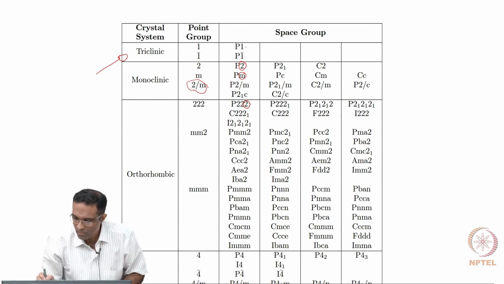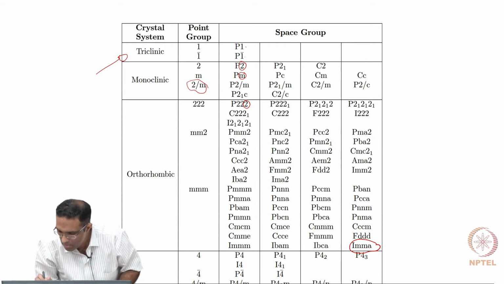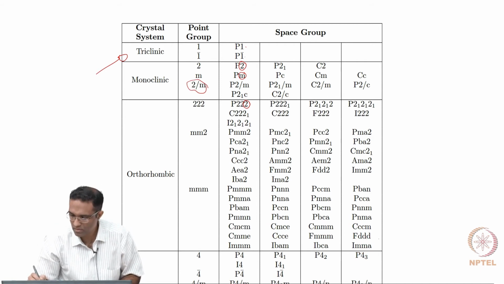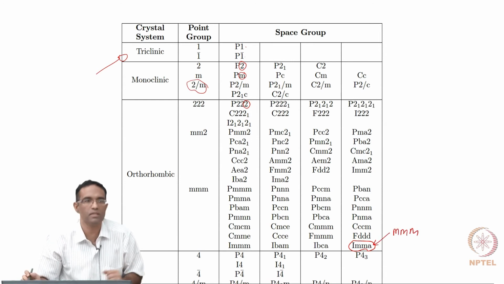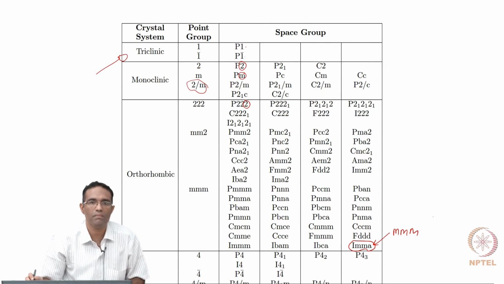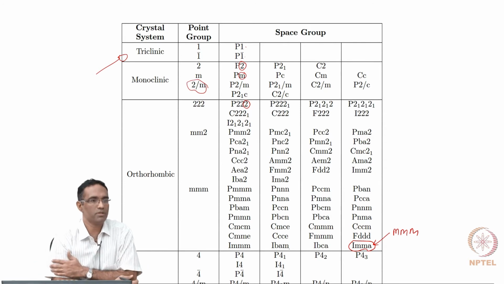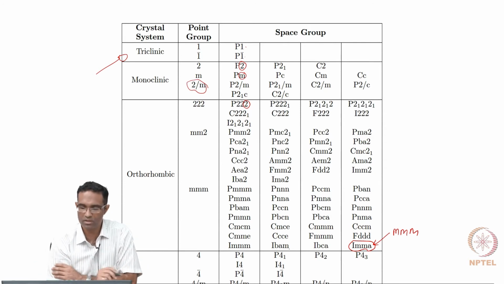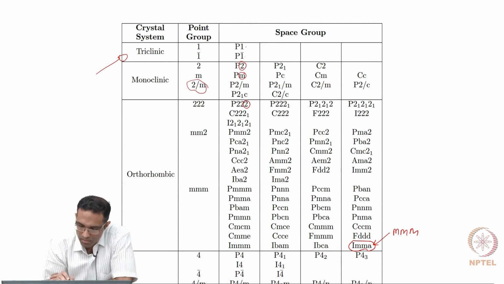So what is the point group corresponding to IMMA? Point group, MMM, that's it. That's the point group. You just remove all translation-based symmetry operations, right? So you have a huge number of possibilities in the orthorhombic system. Okay, you will see some.